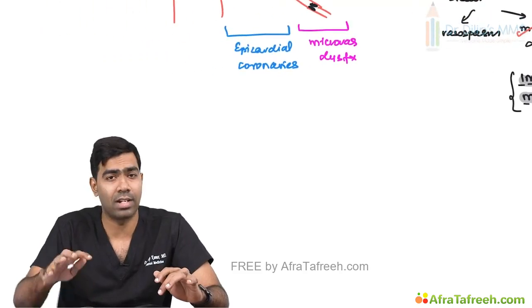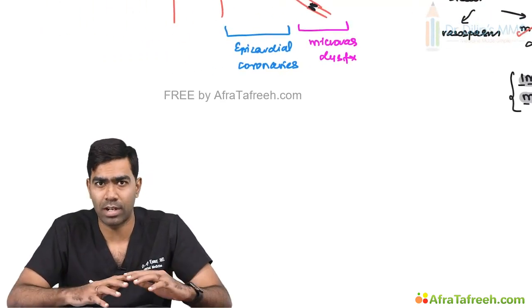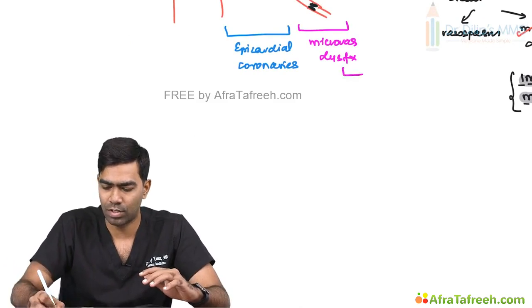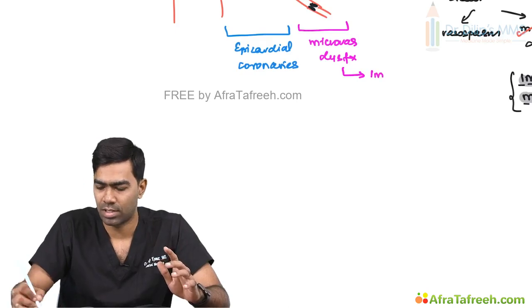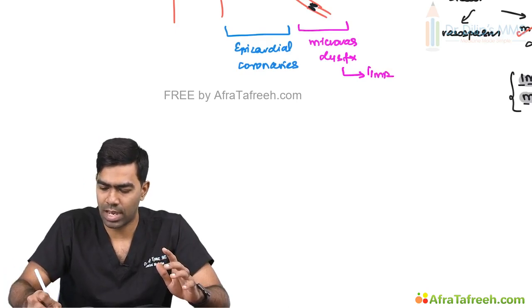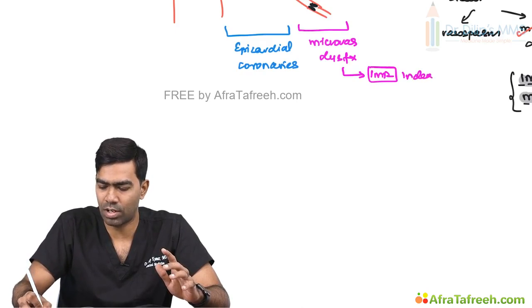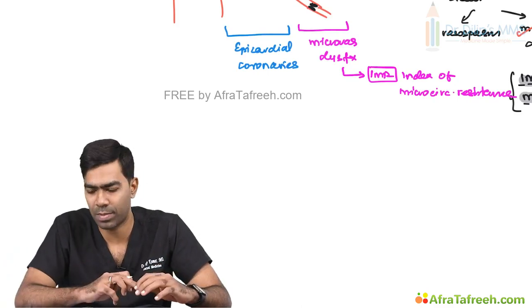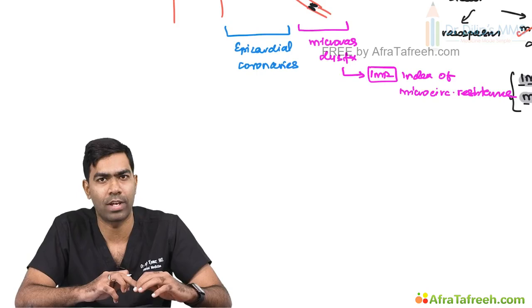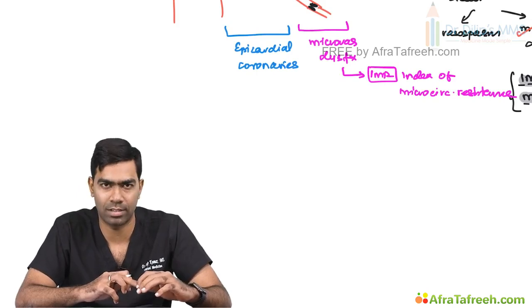But there are ways and techniques to assess the microcirculatory dysfunction as well. So, what are the ways? One of the important ways to test this microcirculatory dysfunction is the IMR, what we refer to as the index of microcirculatory resistance. There are a lot of ways to test for the IMR, which I will tell you subsequently. But right now, you have to know what you mean by IMR. IMR is nothing but index of microcirculatory or microvascular resistance.